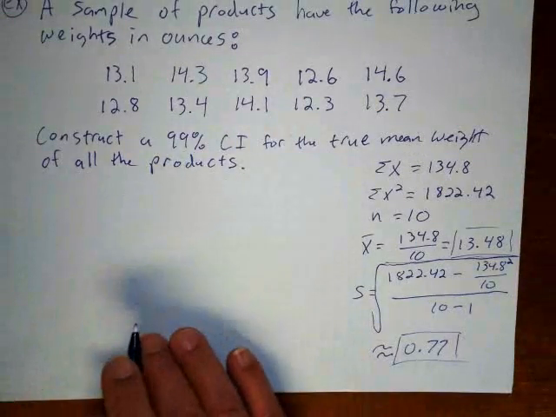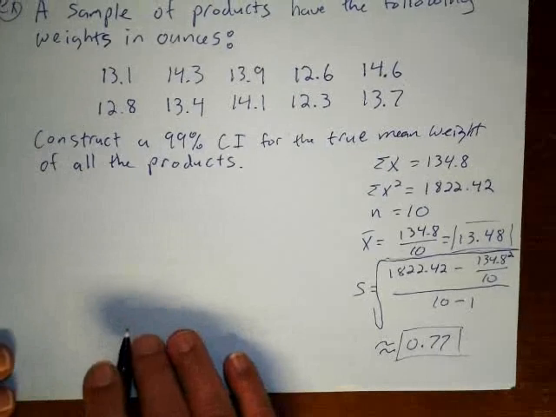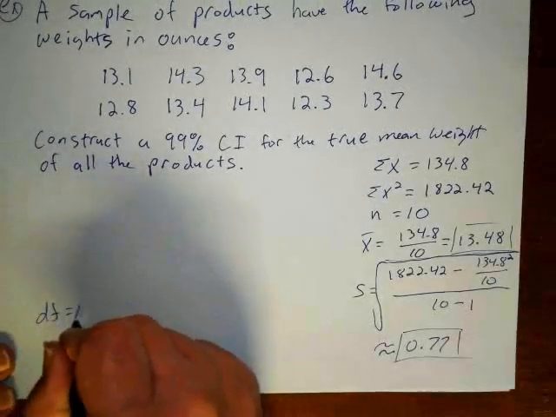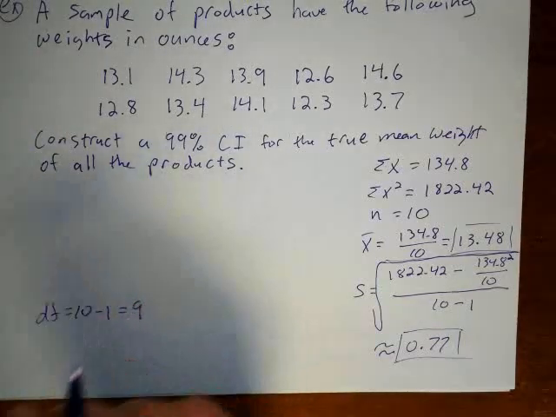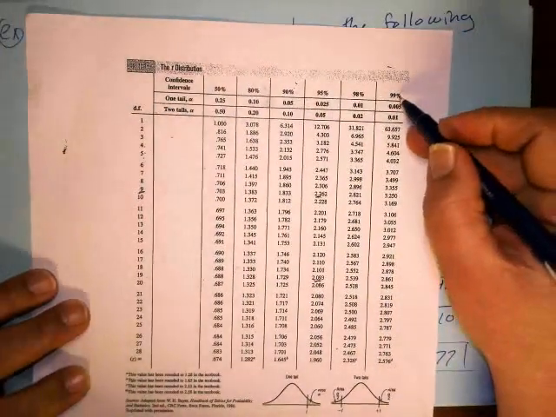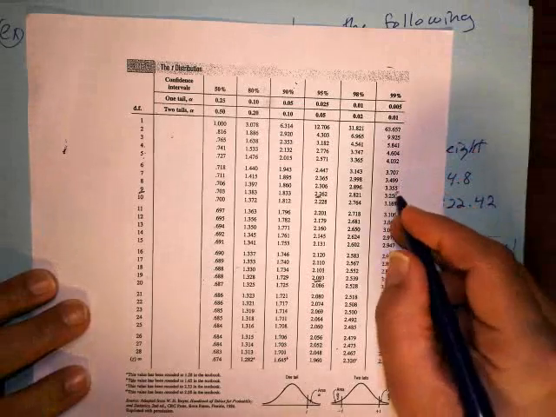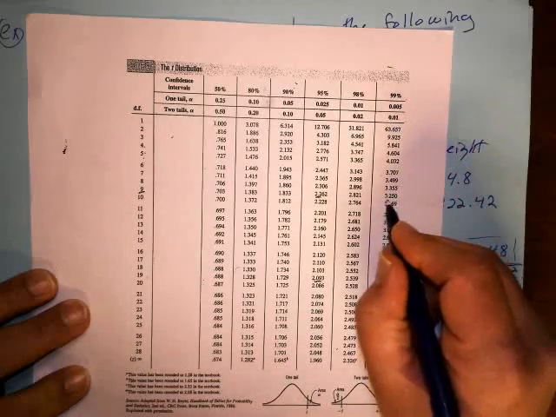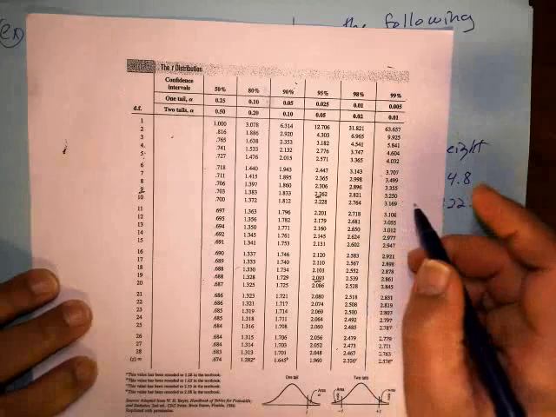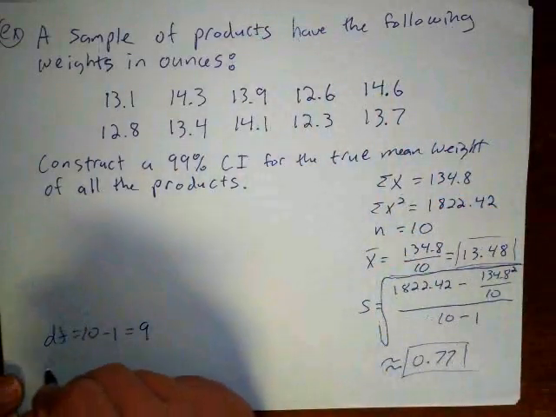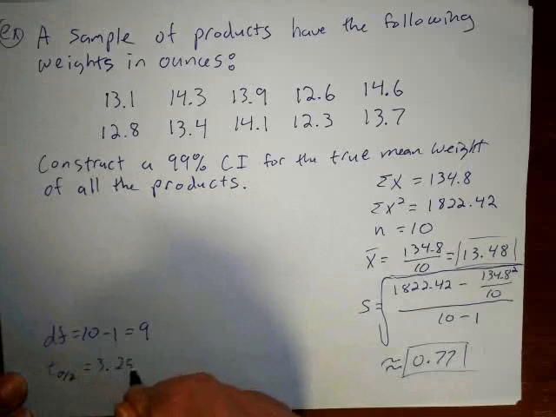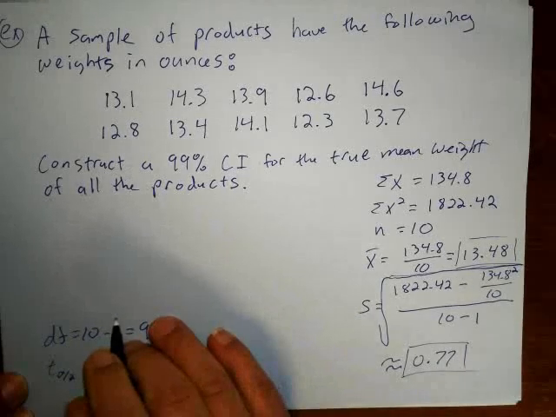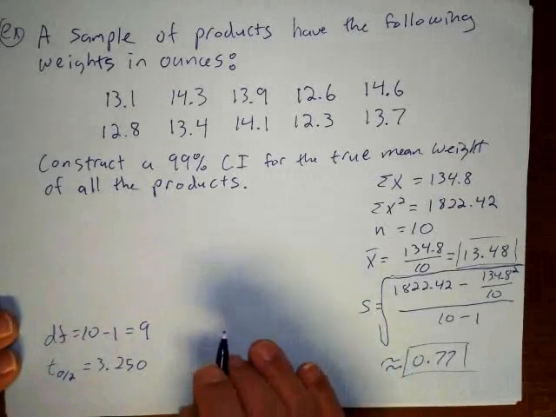So now I'm going to construct a 99% confidence interval. Okay, so my degrees of freedom here will be 10 minus 1, which is 9. So I've got 9 degrees of freedom. And now I want to go to 99% confidence, so that's this column, and I'm going to go down to 9 degrees of freedom, so I get 3.250. So my critical t value is 3.250.